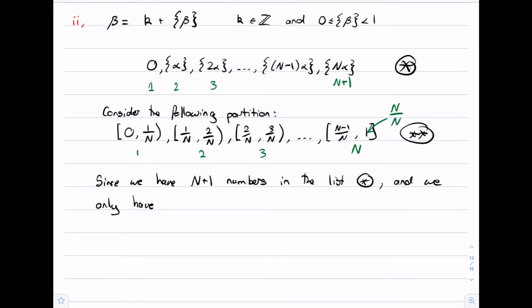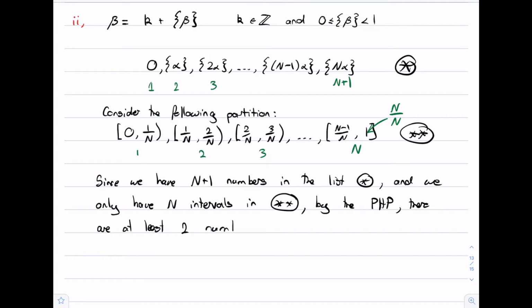So let's start again. Since we have n plus 1 numbers in the list star, and we only have n intervals in double star, by the pigeonhole principle, now I'm going to write PHP, but please don't do that in an exam. Actually write out pigeonhole principle. But by the pigeonhole principle, there are at least two numbers in at least one of the intervals.